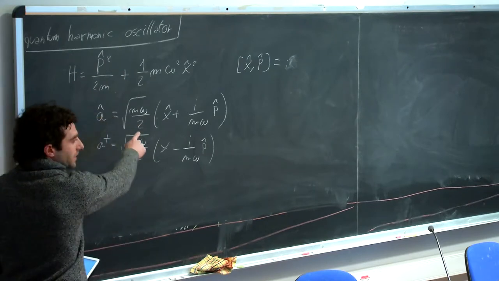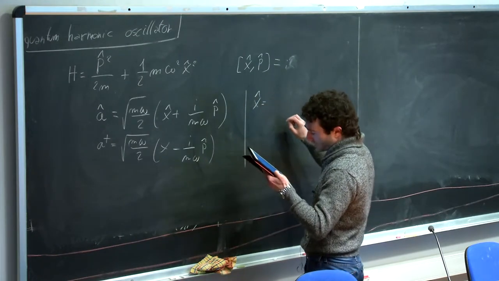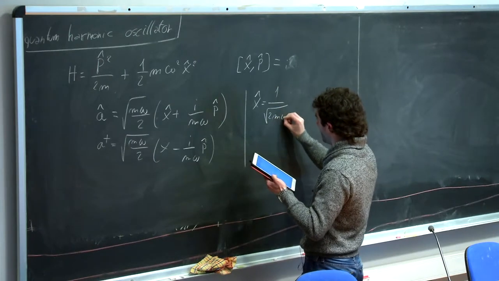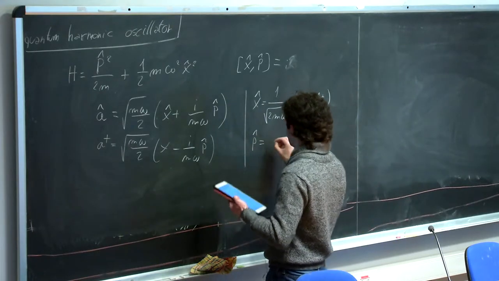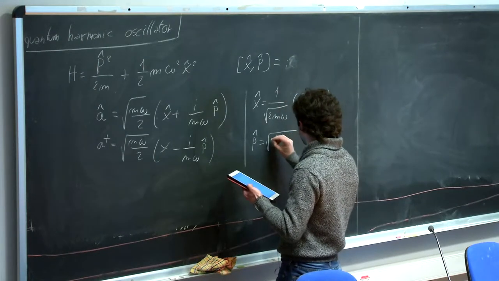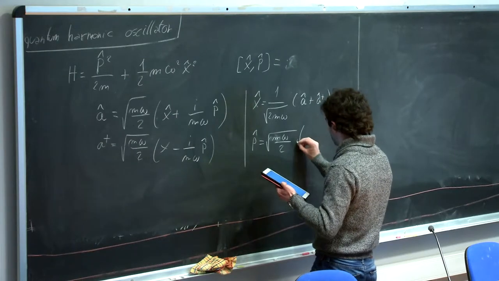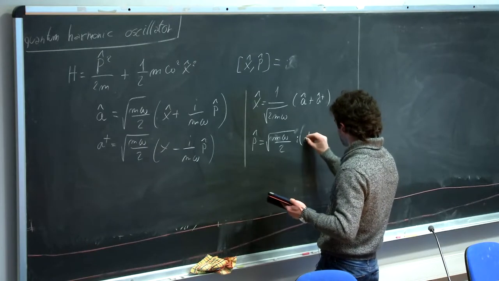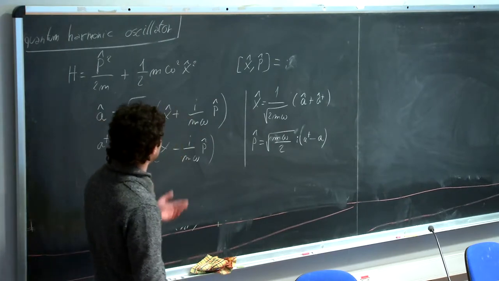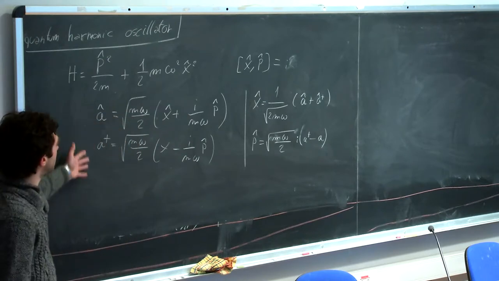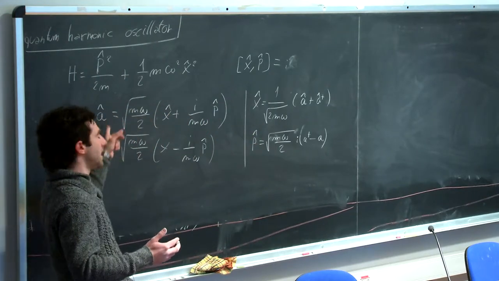We can define these operators. And if you want, we can recover the original position and momentum operators by inverting these relations. And what do we find? We find that x is equal to 1 over square root of 2m omega times a plus a dag, and p is equal to i times square root of m omega over 2 times a dag minus a. You can check them, and I hope that the coefficients are right, but I think so. This is just the definition. We define these operators, and this basis is complete, because we can express the original operators in terms of the new ones, a and a dag.